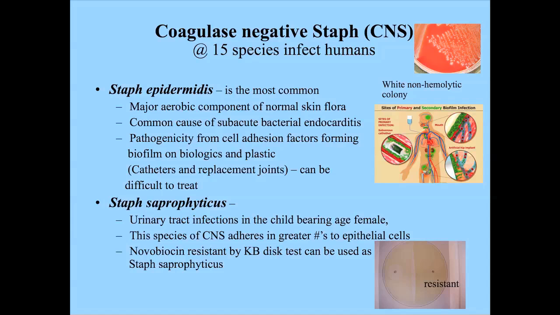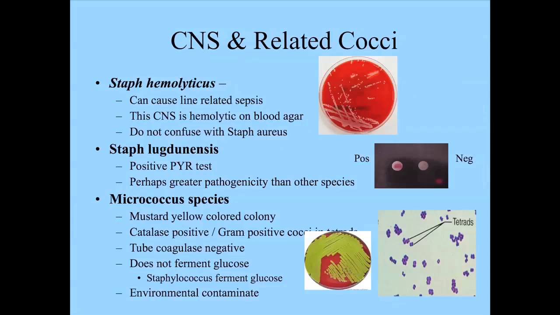If you go to the next slide, we talk about Staph hemolyticus. Staph hemolyticus can cause sepsis and can be a pathogen in blood cultures. This is the only coag-negative staph that is hemolytic on blood agar, so be careful. Don't confuse it with Staph aureus. Staph aureus is almost always beta hemolytic, as is Staph hemolyticus. But of course, Staph hemolyticus is coagulase negative.